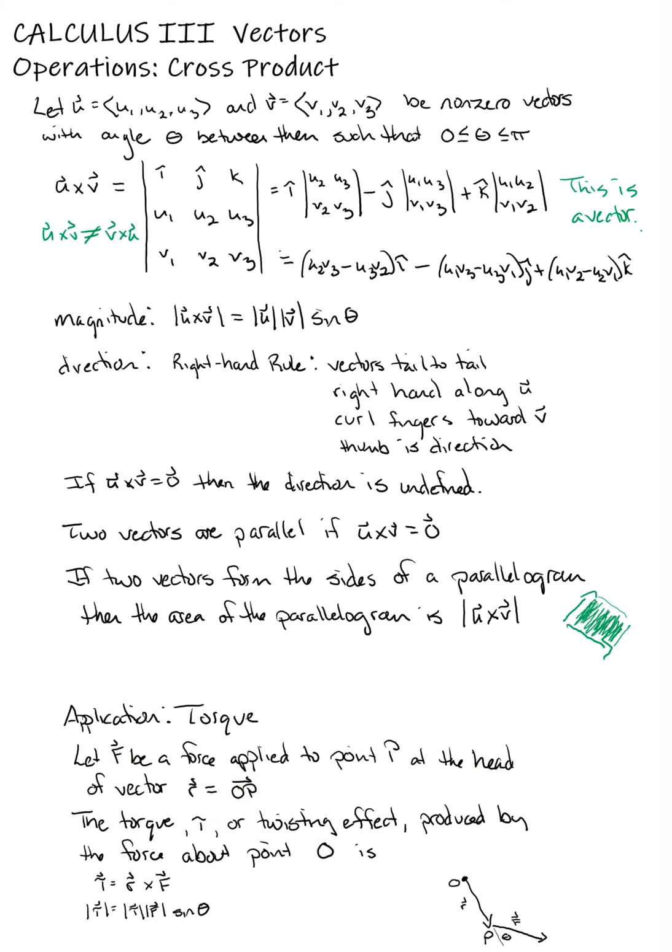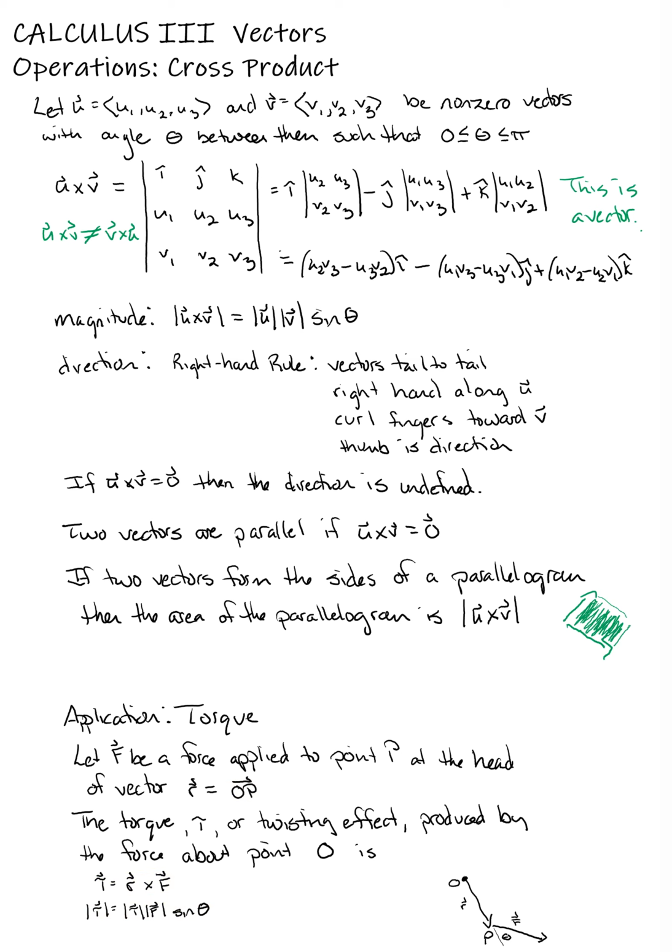So remember, r is the vector from O to P. It starts at O and goes to P. So I've got this force at P. What happens at O? Well, tau is the cross product of r and F. Of course, the magnitude of that is the magnitude of r times the magnitude of F times the sine of the angle between them. And so make sure you understand what's going on here.